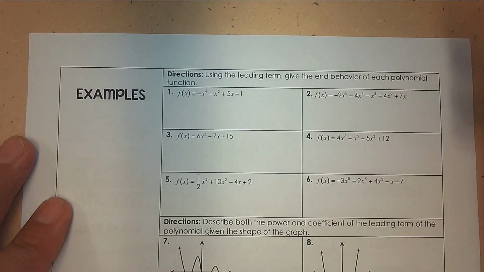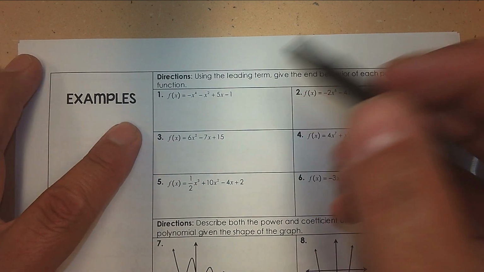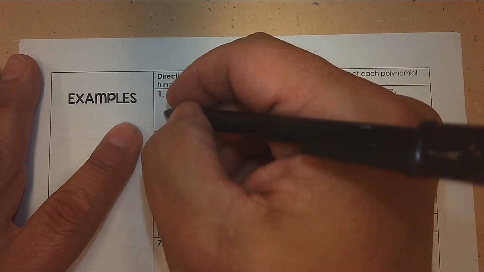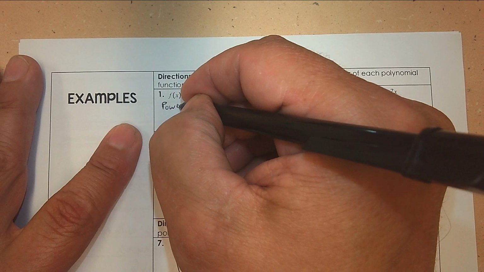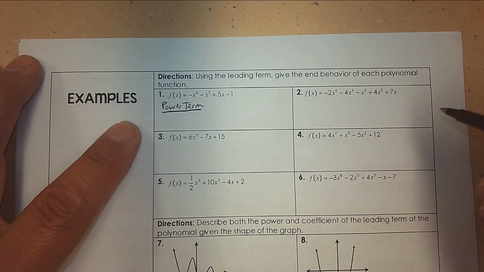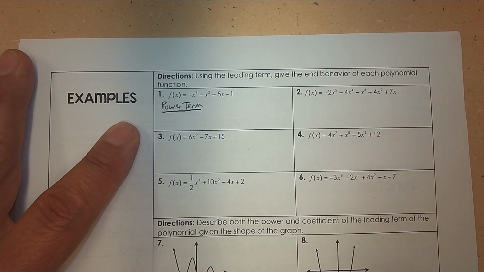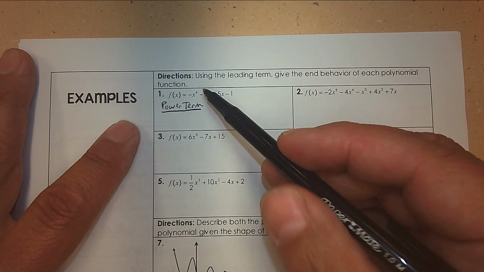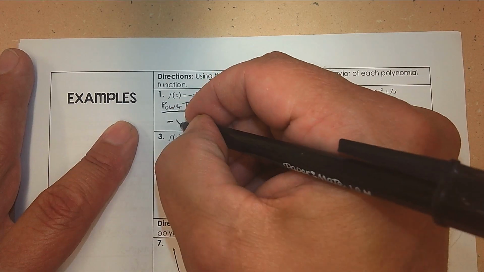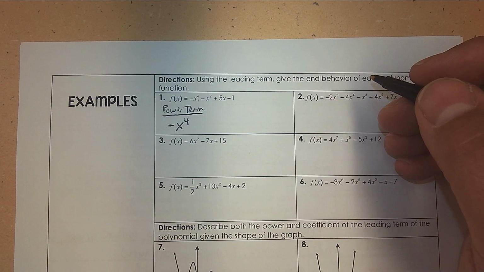Using the leading term, can you tell me the end behavior of each polynomial? So for number 1, to understand that, I need to understand the power term. We can call it a power function when we write it as a function, y equals. But if I don't have that, if it's just the term, and that's really all I need, I'm going to call it a power term. So it's the term that contains the biggest exponent. So the biggest exponent is 4, and the full term is what's in front of it. So the full power term is negative x to the 4th, and then that tells me the end behavior of the function.